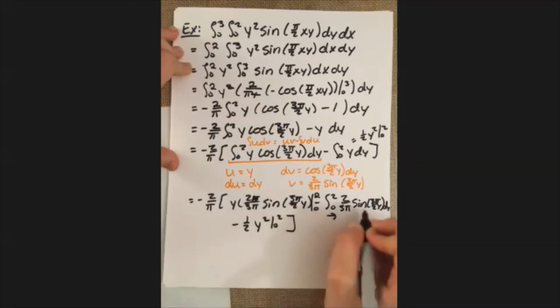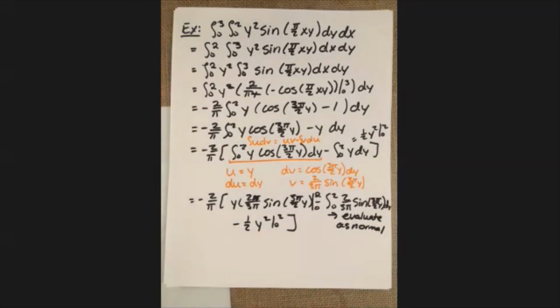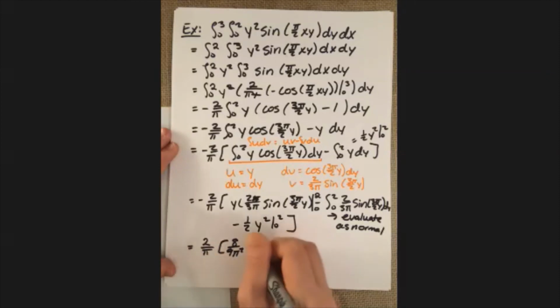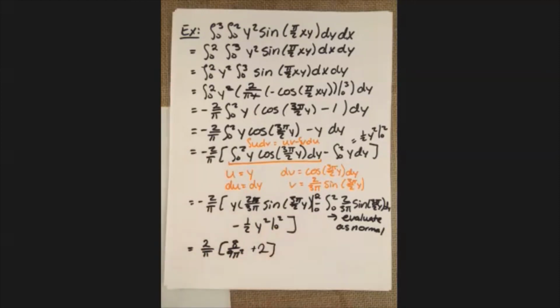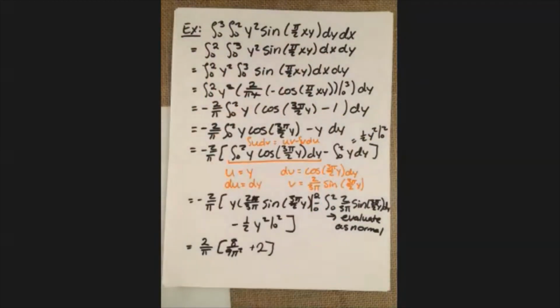This piece right here gets evaluated as normal. And this piece right here is really pretty much some plug and chug. So at the end of all of this, what you should get is 2 over pi, 8 over 9 pi squared, plus 2. And yeah, that's really pretty much all there is to that. So it's really not that bad once you recognize that changing the order of integration can make your life a whole lot easier.